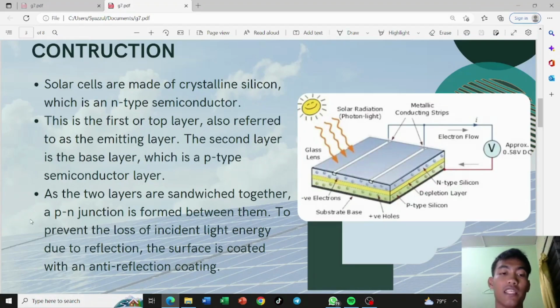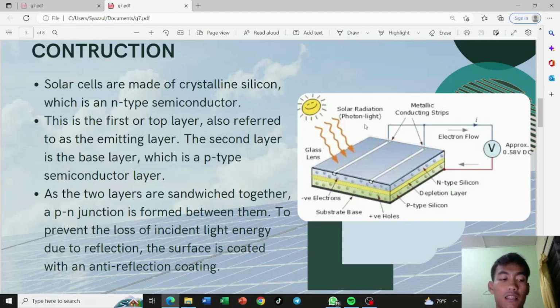As the two layers are sandwiched together, a p-n junction is formed between them. To prevent the loss of incident light energy due to reflection, the surface is coated with an anti-reflection coating. So this is the diagram of how the solar panel functions.